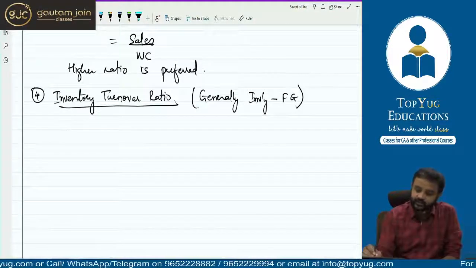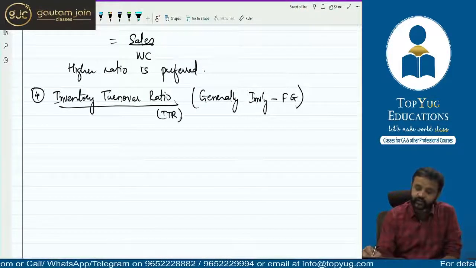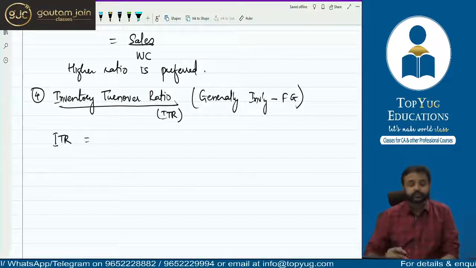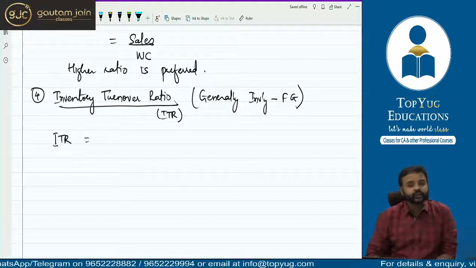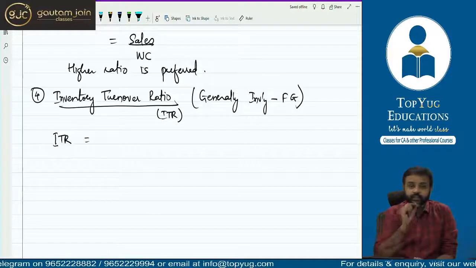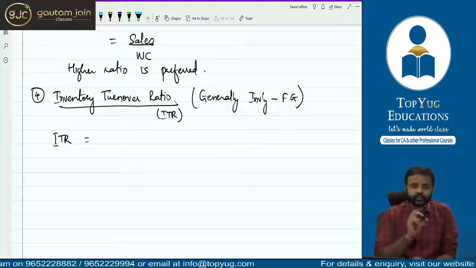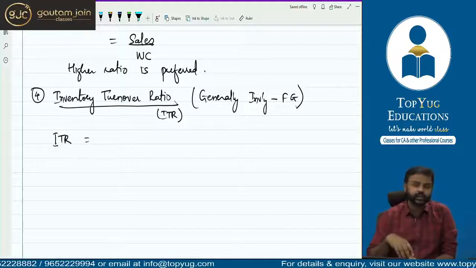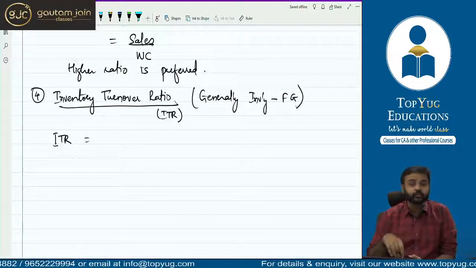Now this we'll say in short ITR, the inventory turnover ratio. Which are the two variables we have here? Sir, one is inventory, another one is turnover. So inventory and turnover. Shall we take inventory in the numerator or in the denominator is the question.